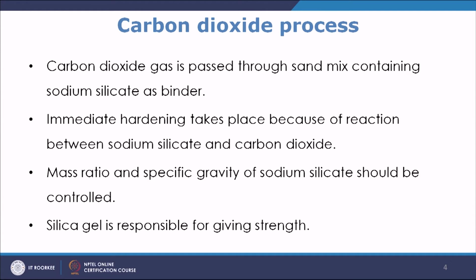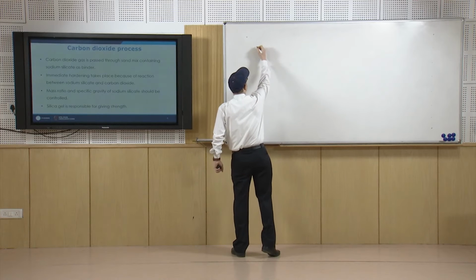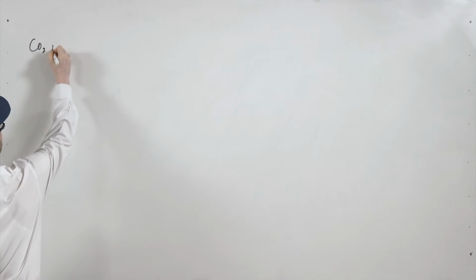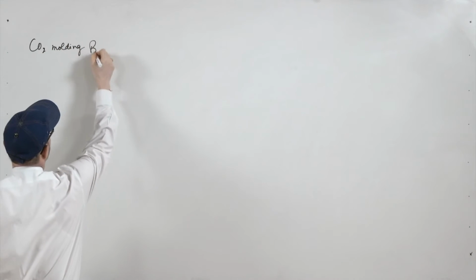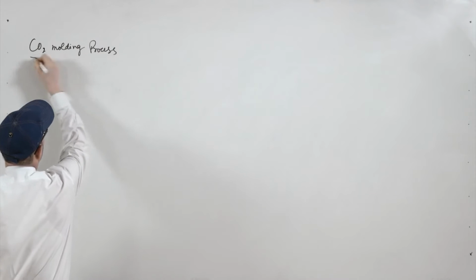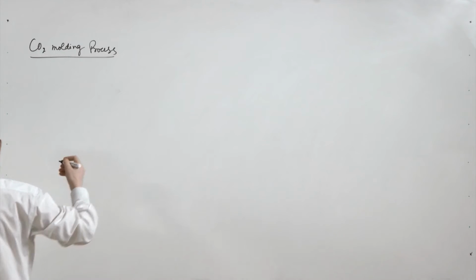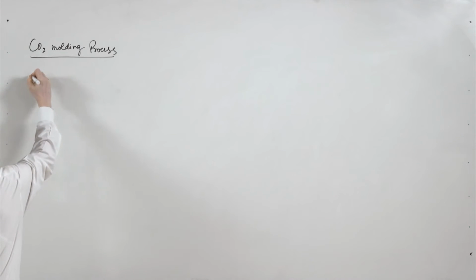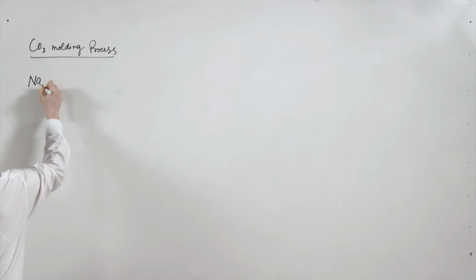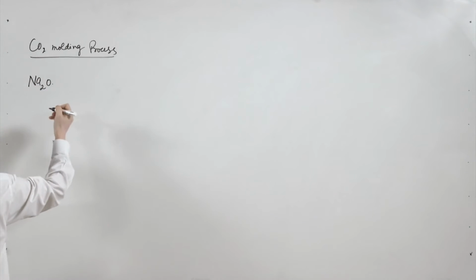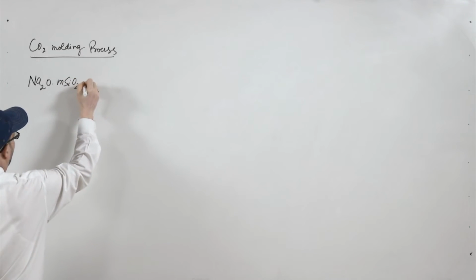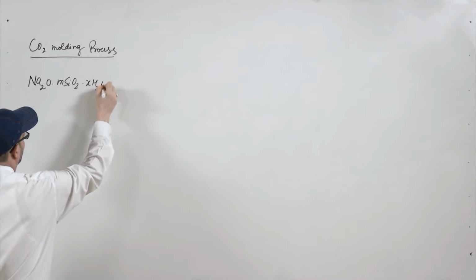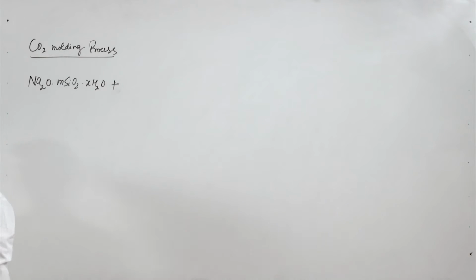If you look at the reaction, in the case of CO2 moulding, you have the sodium silicate. Sodium silicate is nothing but Na2O.MSiO2.XH2O, and this reacts with CO2.